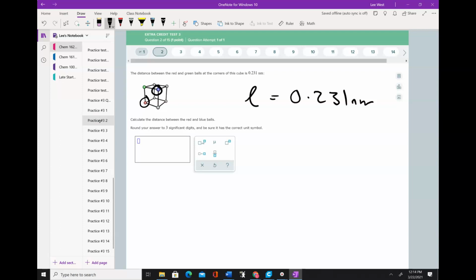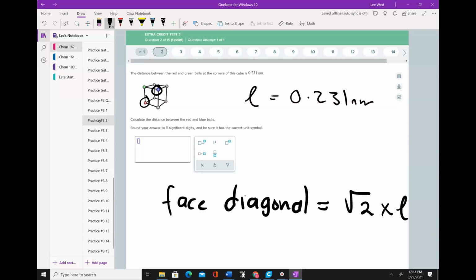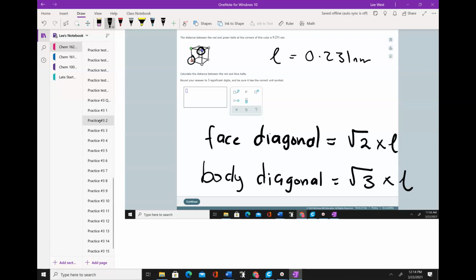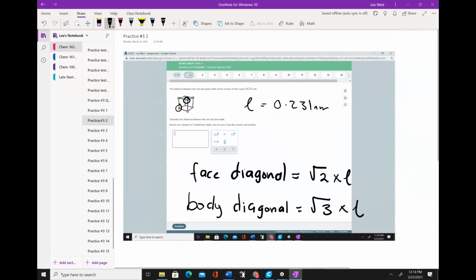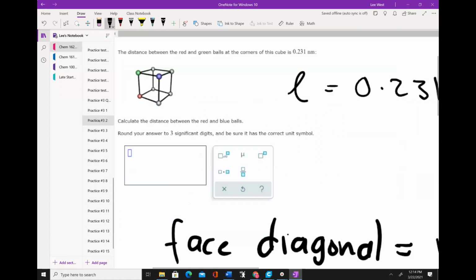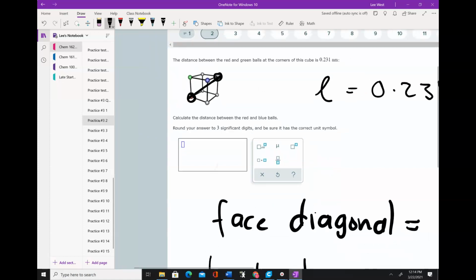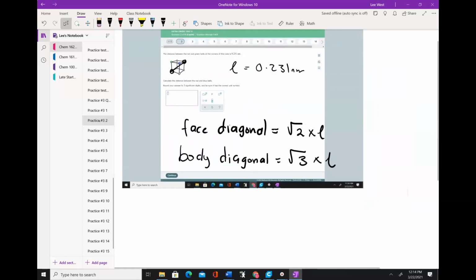There are 2 things you want to recognize. The face diagonal is equal to √2 times L, the edge length. But the body diagonal, which is a little further, is equal to √3 times the edge length. The body diagonal in this case would be the distance between that red one and that one there, right through the middle of the unit cell. So there are 2 lengths it's worth knowing the relationships for.